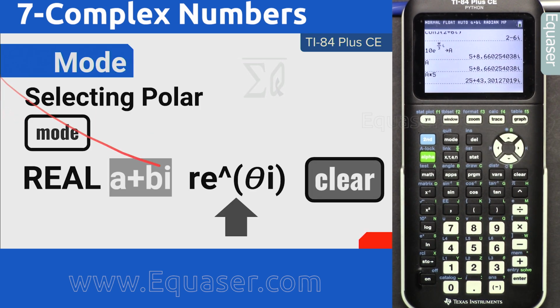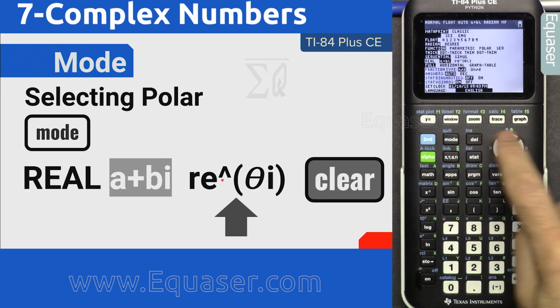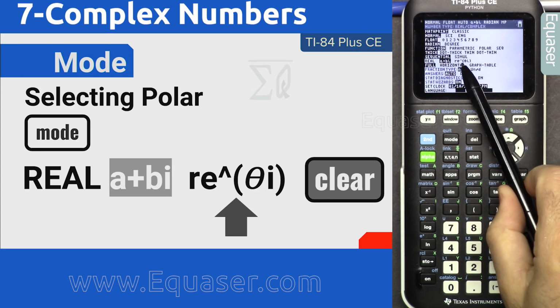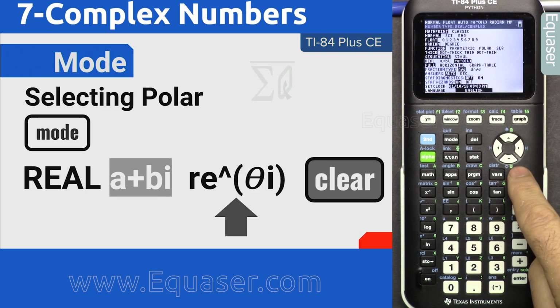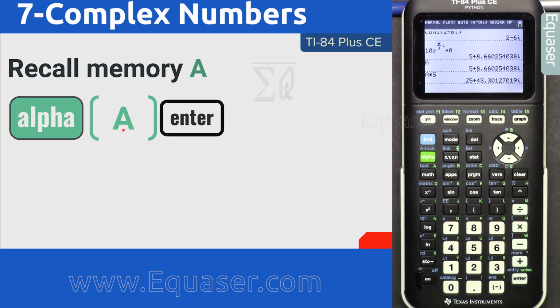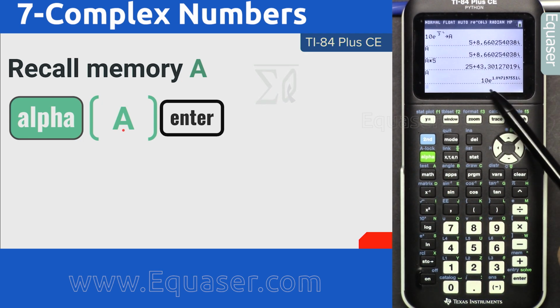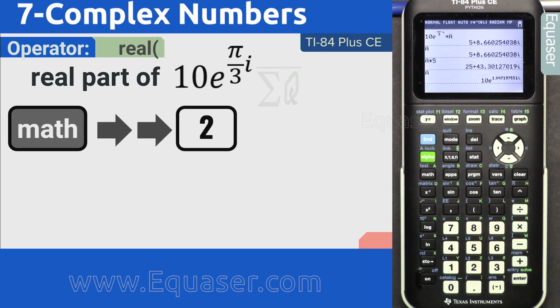Now let's go to polar mode, and scroll down and select polar, enter, clear. Let's recall memory A, second function A, and enter. Now it's represented, instead of this format in rectangular, it's now in polar.